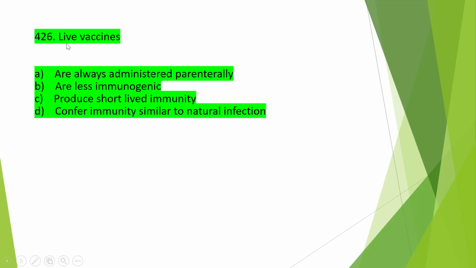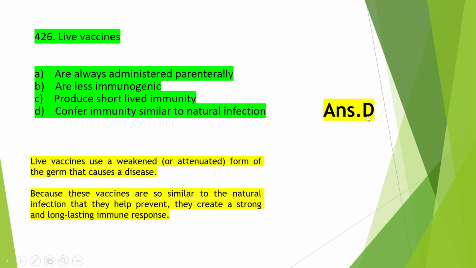So the first question is, live vaccines are always administered parenterally, are less immunogenic, produce short-lived immunity, or confer immunity similar to natural infection? And the right one is option D, that is, live vaccines confer immunity similar to natural infection.